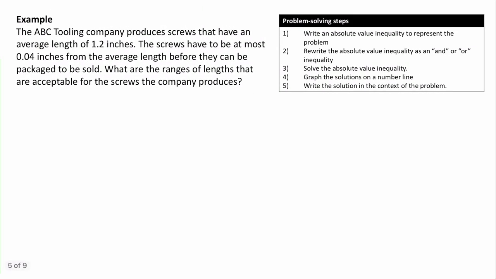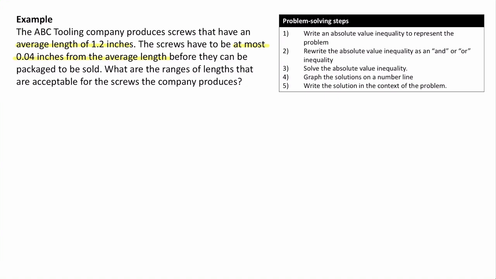So let's look at this first problem. It says the ABC Tooling Company produces screws that have an average length of 1.2 inches. The screws have to be at most 0.04 inches from the average length before they can be packaged to be sold. What are the ranges of lengths that are acceptable for the screws that the company produces?